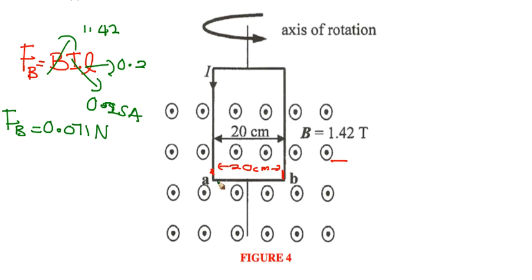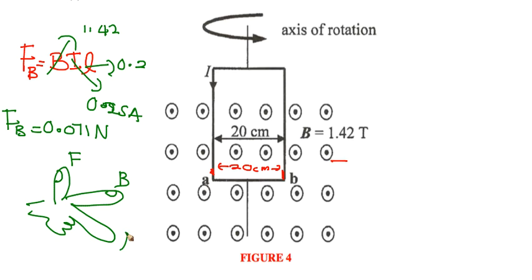And the next question is, what is the direction of the force F on AB? You can use the left hand. Your thumb is the force, the first finger is the direction of B, and the second finger is the direction of L or I, right? The direction of B is out of the page, and the direction of the current flow I is to the right. So if you use the left hand, the direction of the force is downward. This is the direction of the force using the left hand.